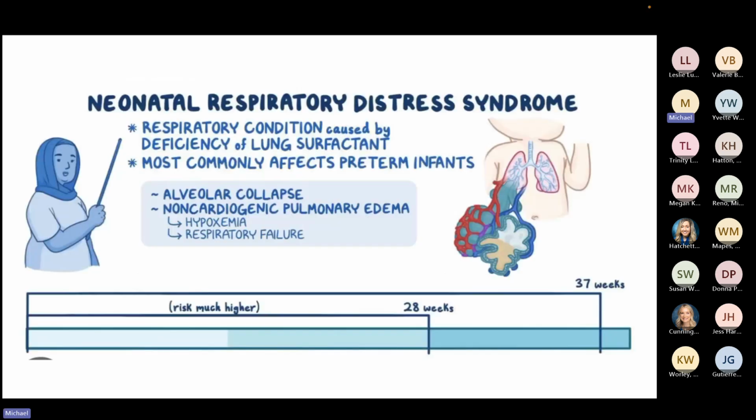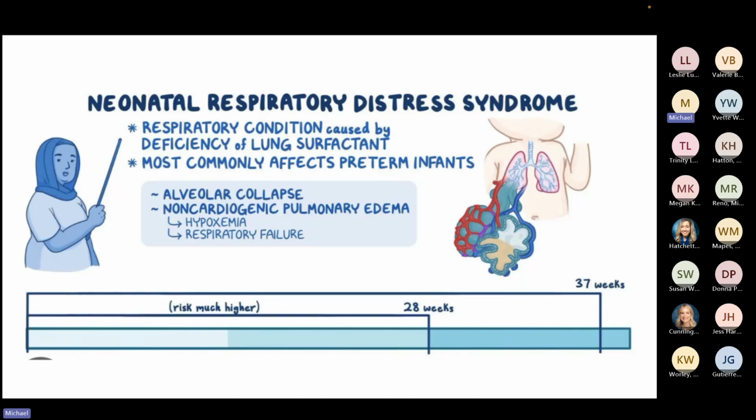So again, neonatal respiratory distress syndrome is caused by a deficiency of lung surfactant. You get alveolar collapse and non-cardiogenic pulmonary edema. So instead of filling with air, the alveoli fill with fluid. It presents primarily with hypoxemia, as opposed to TTN, which typically presents with more tachypnea, grunting, and retractions. The hypoxia is almost always worse in a baby with RDS compared to TTN, and can often lead to respiratory failure, requiring either nasal CPAP, bubble CPAP, high flow nasal cannula, or potentially intubation and mechanical ventilation.